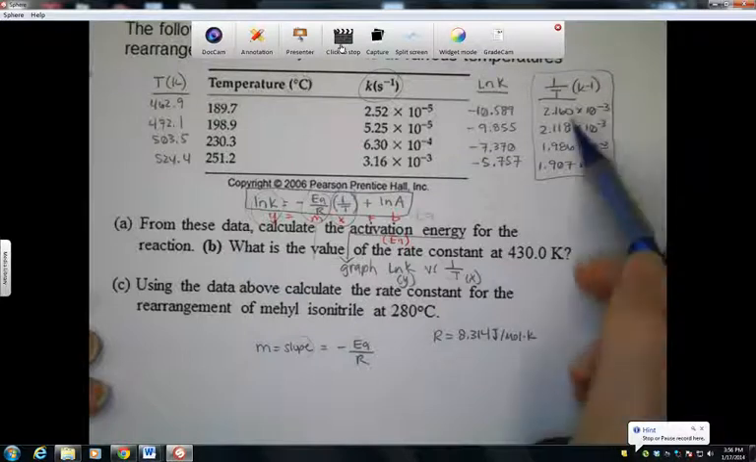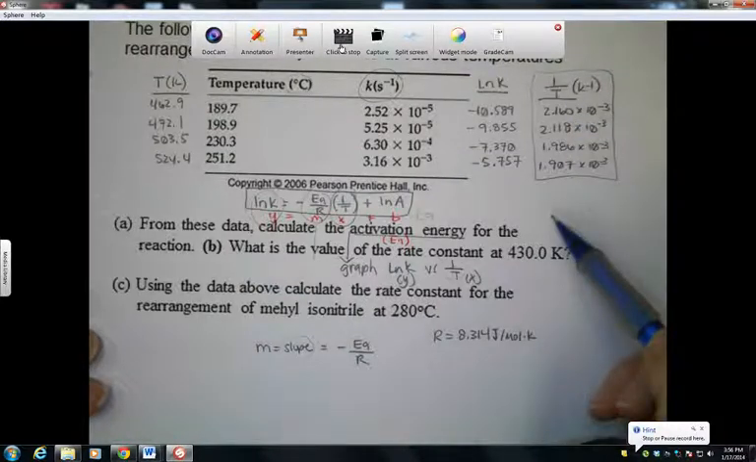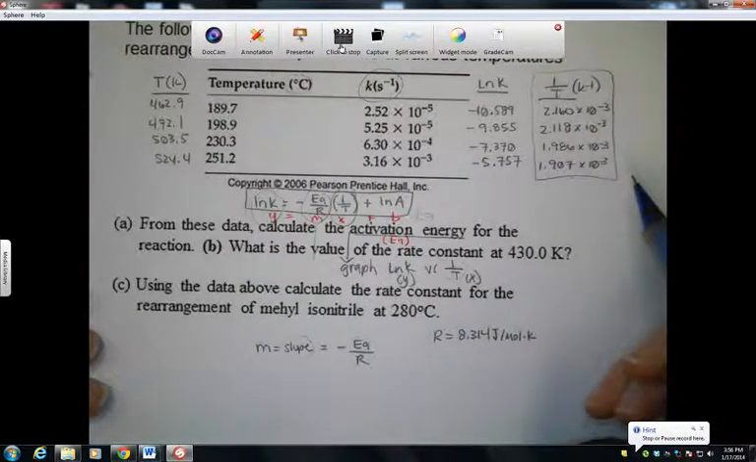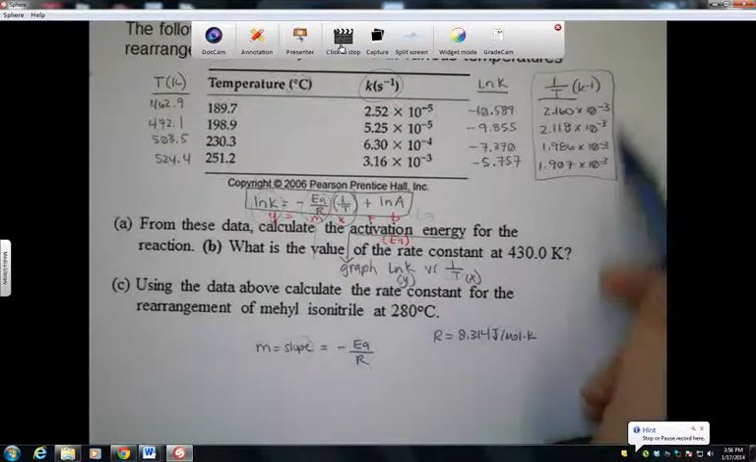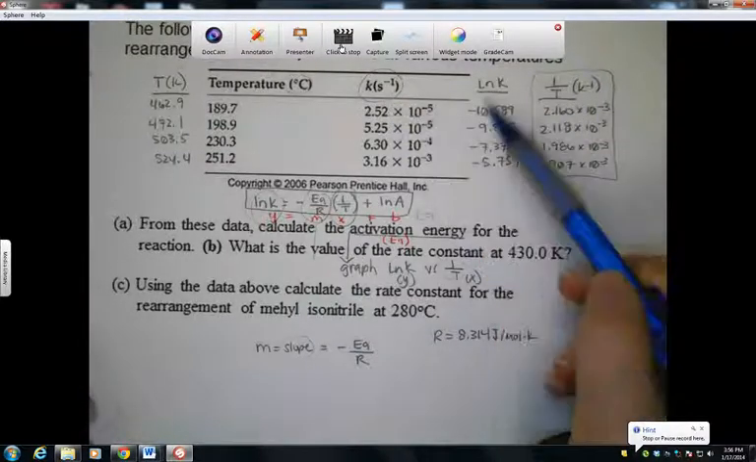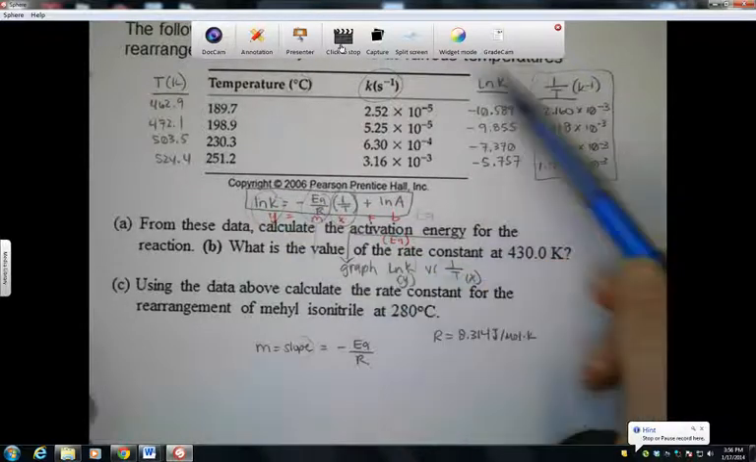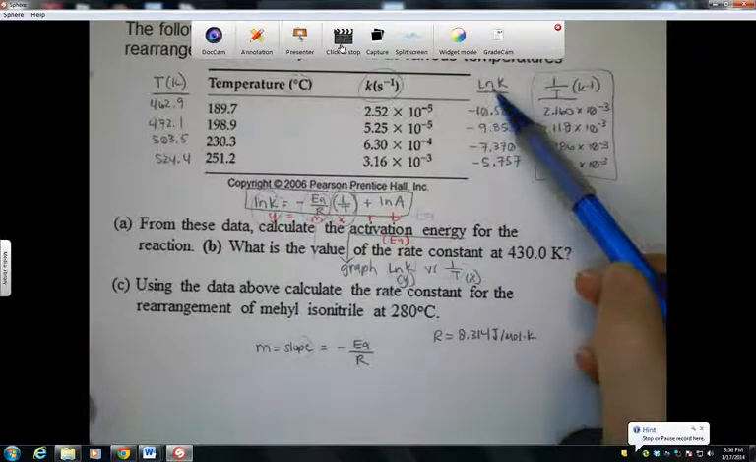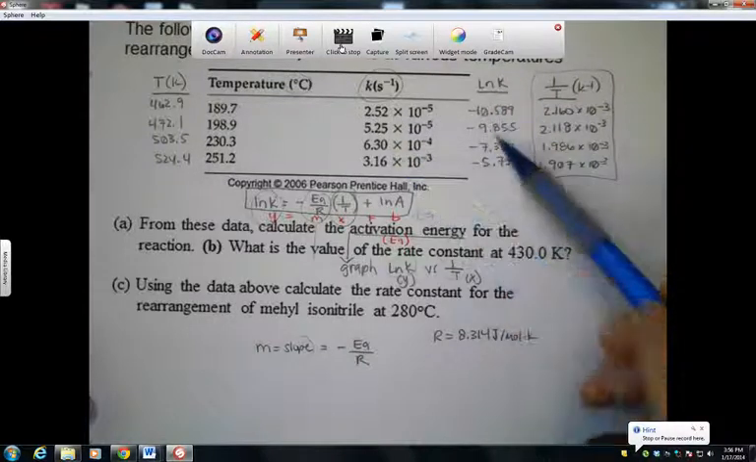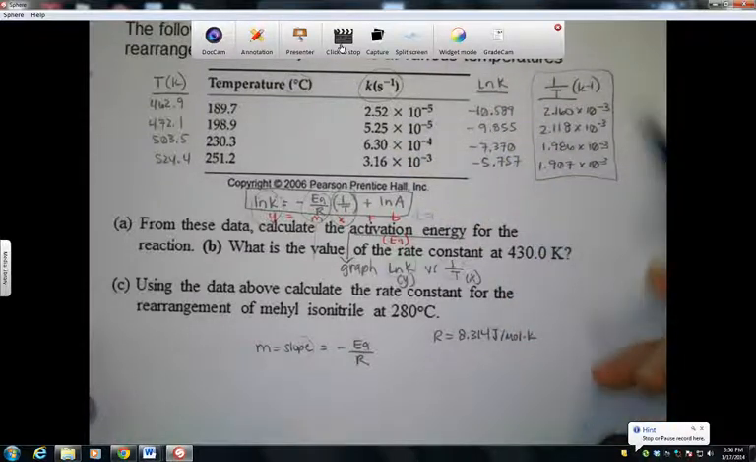You're going to put those in your calculator under list 1. And then you need the natural log of K, because that's what's going to be on the y-axis. So I made a second list, list 2, that's going to be the natural log of K. So there's all your K values, and there's the natural log of K values that you should get.